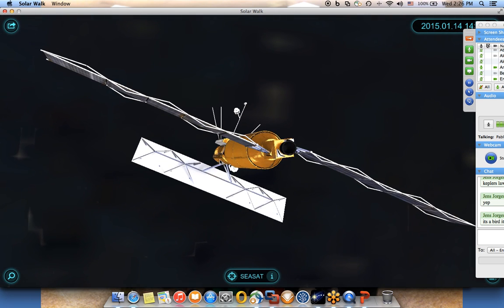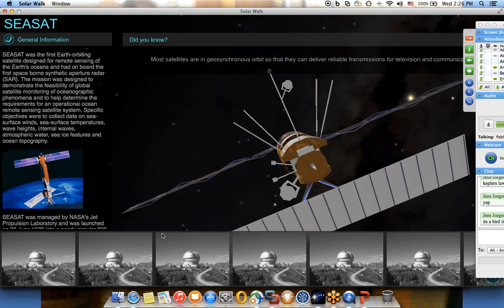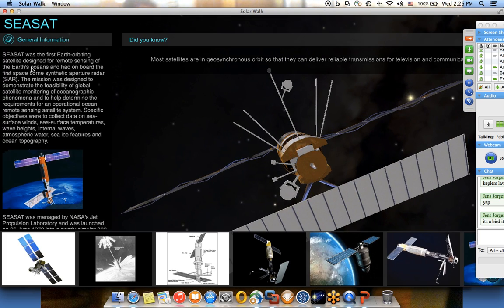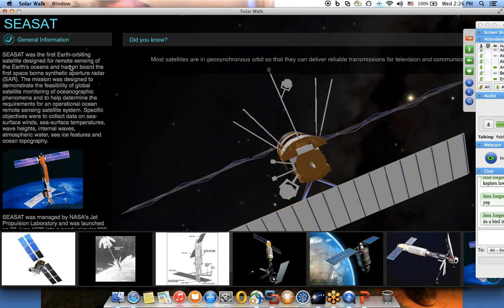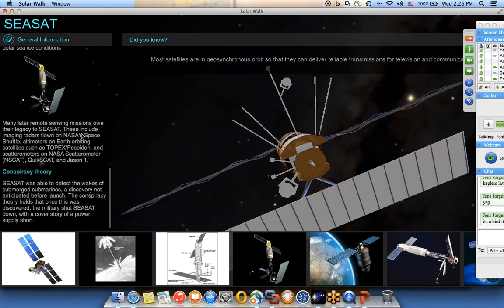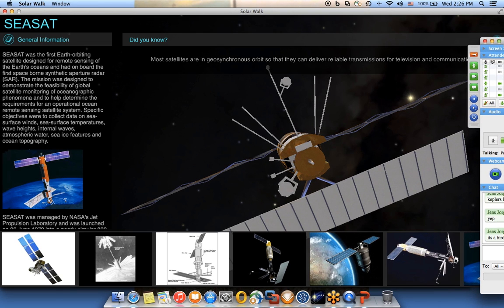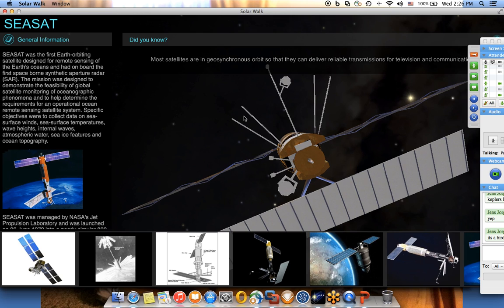So, for example, CSAT, all right, so let's see if this is a communication satellite, okay? It was the first Earth-orbiting satellite designed for remote sensing of the Earth's oceans. Okay, so this is not necessarily a communication satellite, but you can find more about the different types of satellites and so on.